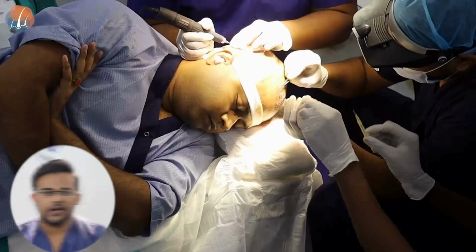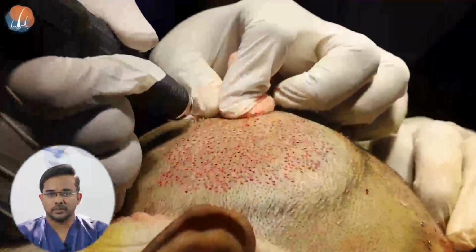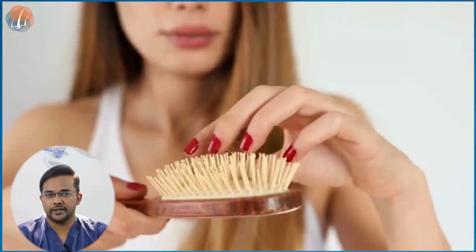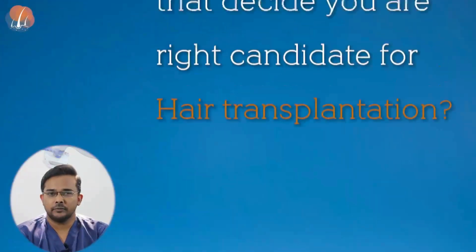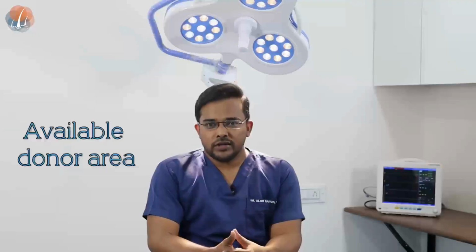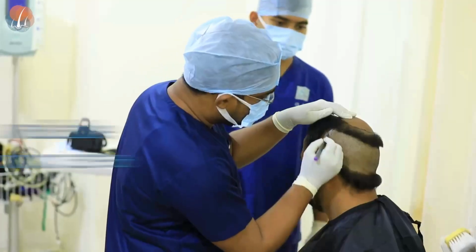Over the years, hair transplant became a very popular procedure to restore your original look or to get rid of baldness. But do you know, hair transplant procedure is not for all. Even if you are suffering from baldness, you may not be the right candidate for hair transplantation. What are the points that decide whether you are the right candidate for a hair transplant procedure? Let's discuss.